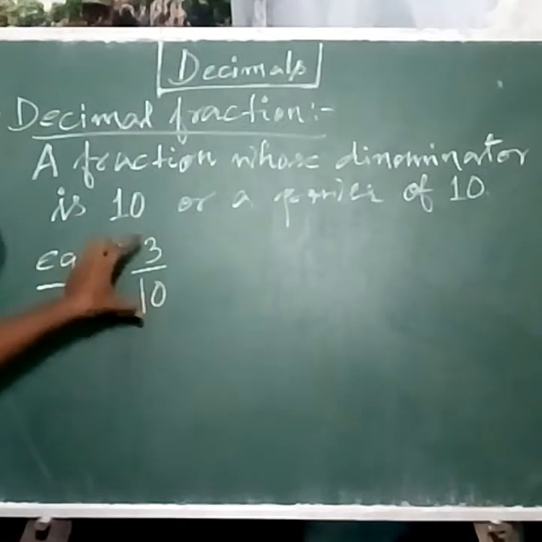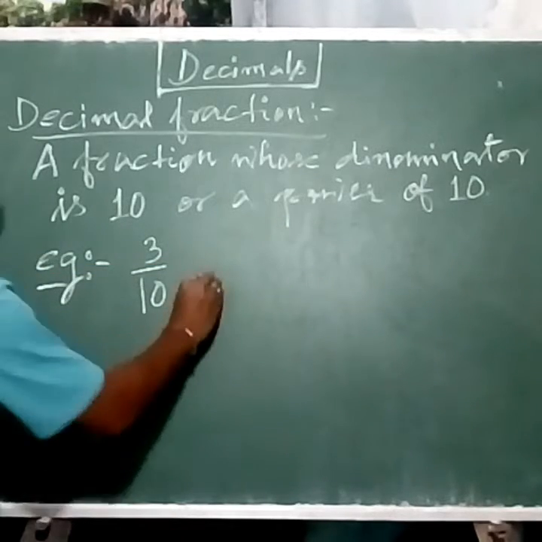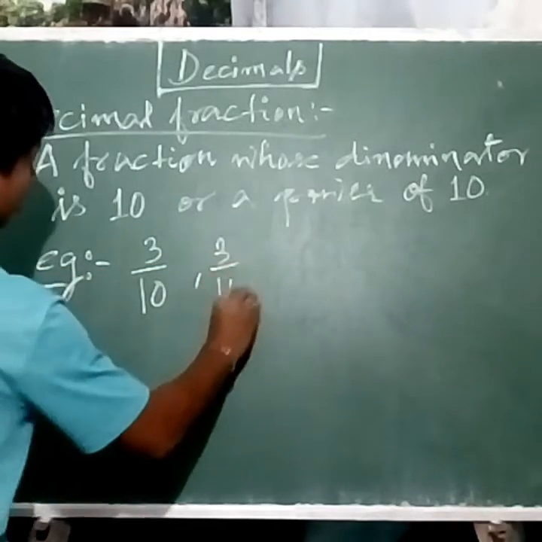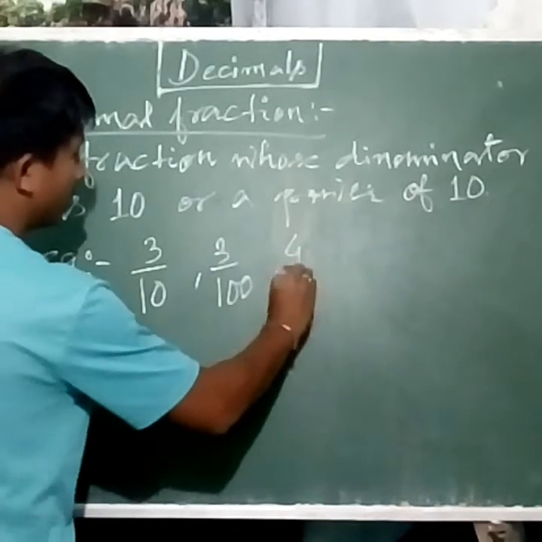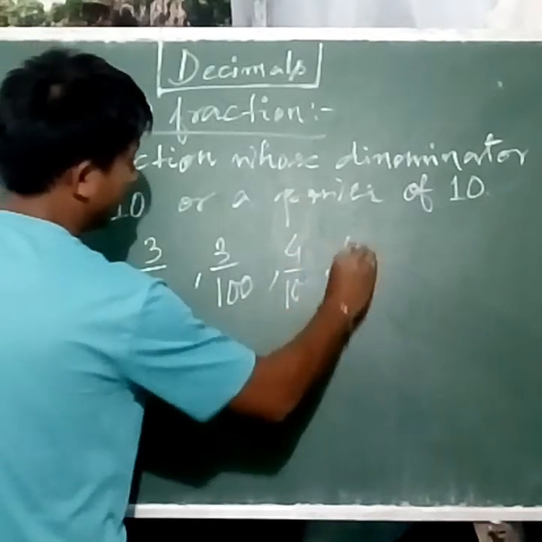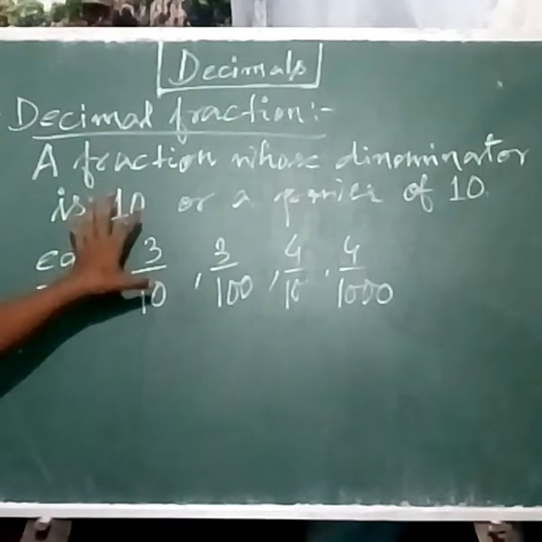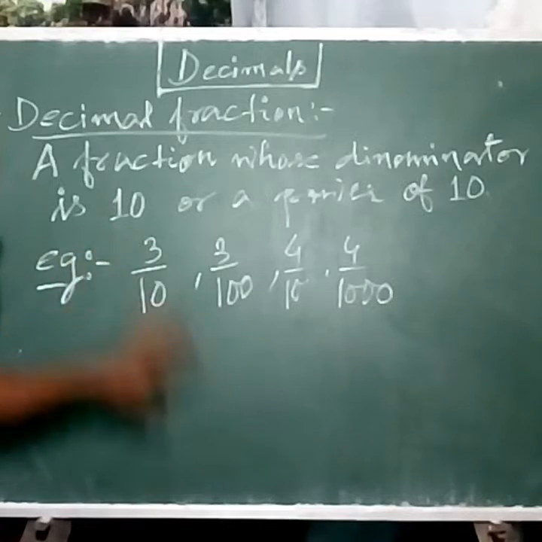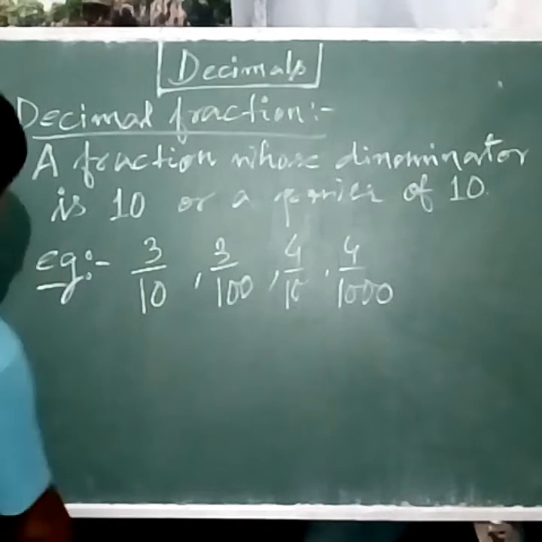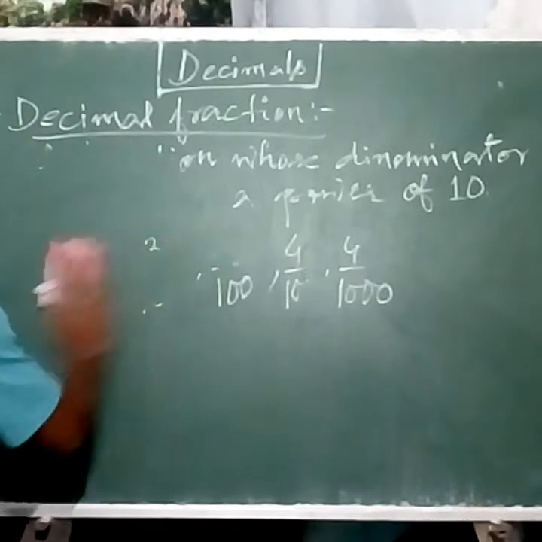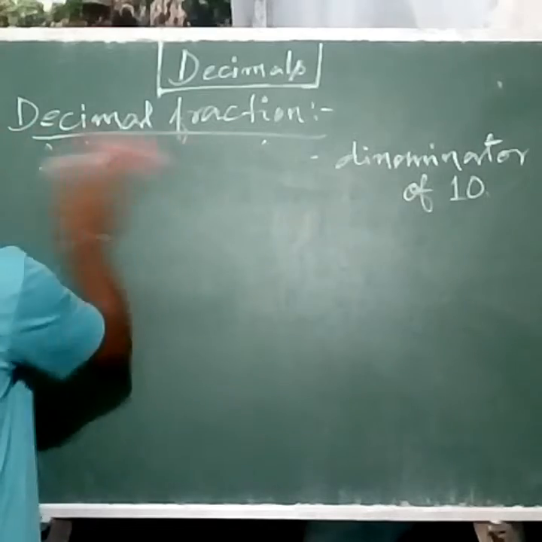This is a fraction whose denominator is 10 or a power of 10. We can take 3 by 100, any number, just like 4 by 10, or 4 by 100. This type of fraction is called what? Decimal fraction. Okay. Now you can pause the video and understand it properly.